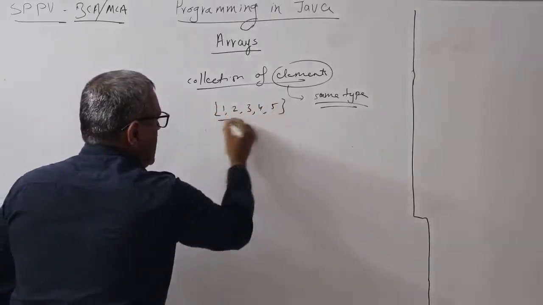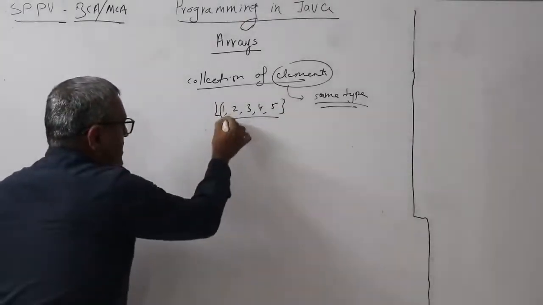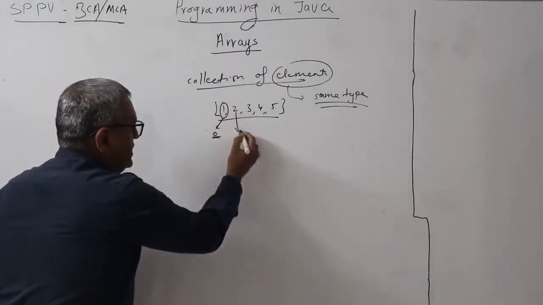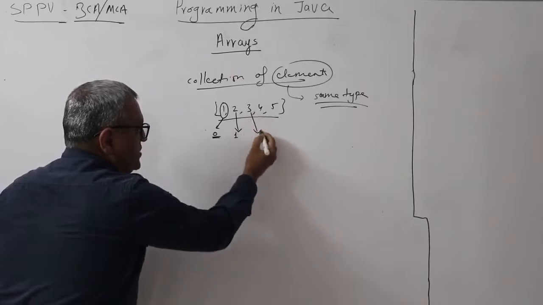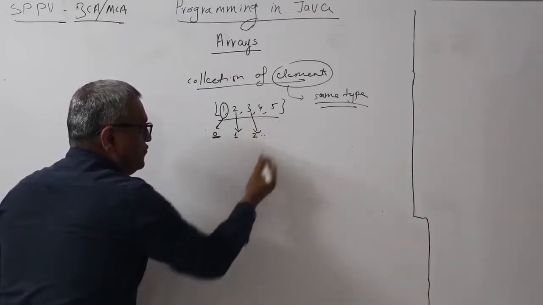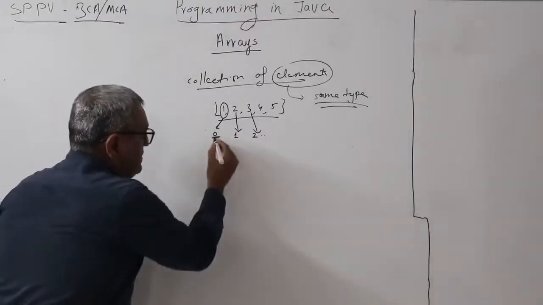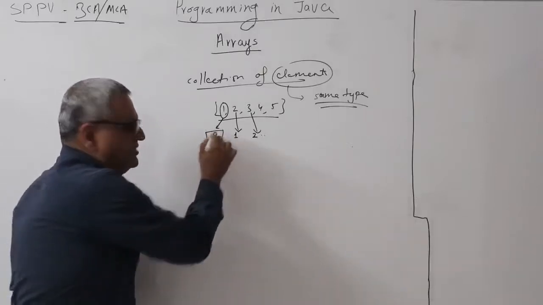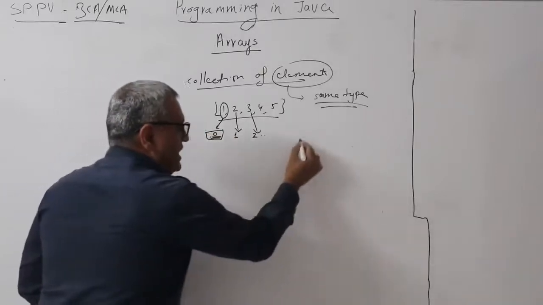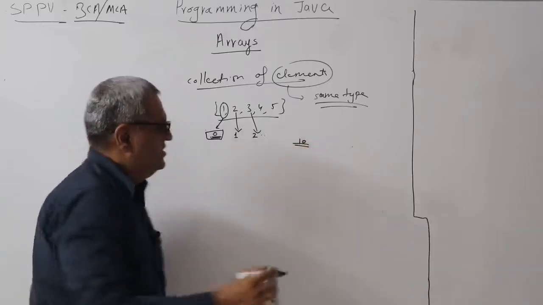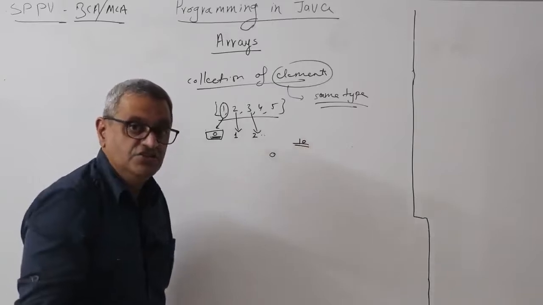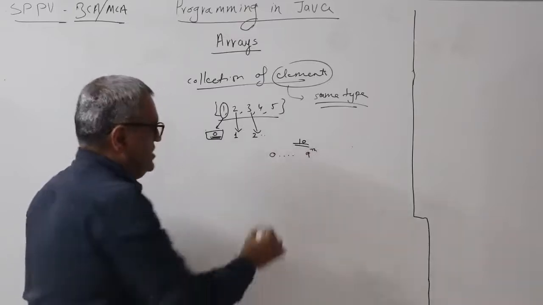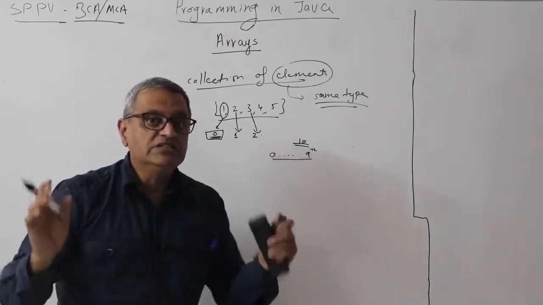For example, this is an array where my first element is at position 0 and my second element is at position 1. The third element is at position 2, and so on and so forth. So the subscript of an array, the position in an array, always starts with 0. If I have 10 elements in an array, then the first element will be at the 0th position and the last element will be at the 9th position.